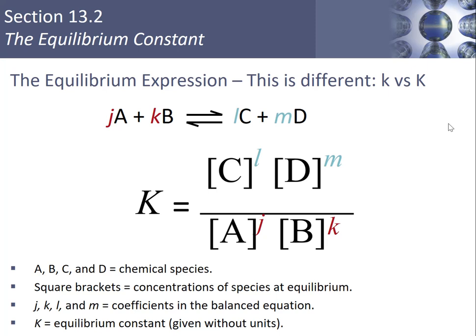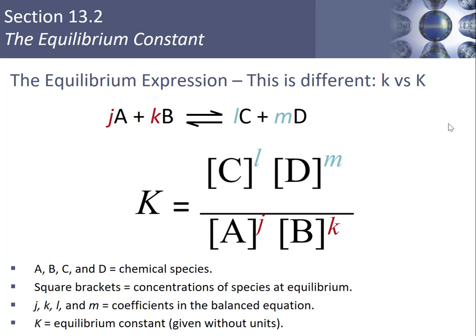So what's the format of this mathematical equation is the concentration of our products raised to the stoichiometric coefficients over the concentration of our reactants. So we have C raised to its coefficient L, D raised to its coefficient M, divided by A raised to its coefficient J, B to its coefficient K. Okay? The square brackets here represent concentration, and K, thank goodness, is given without units, right?